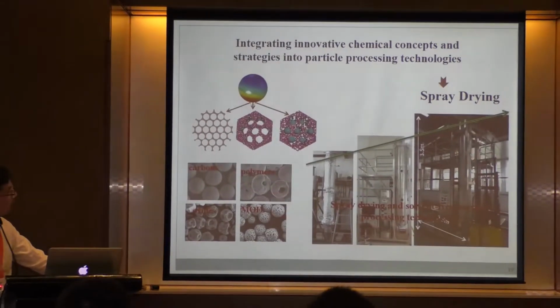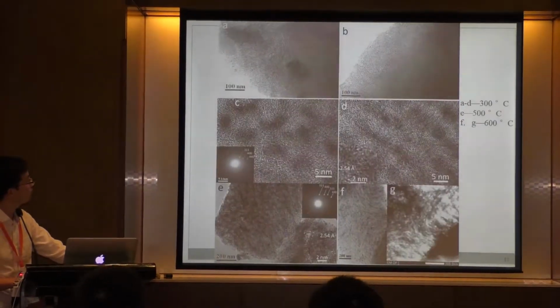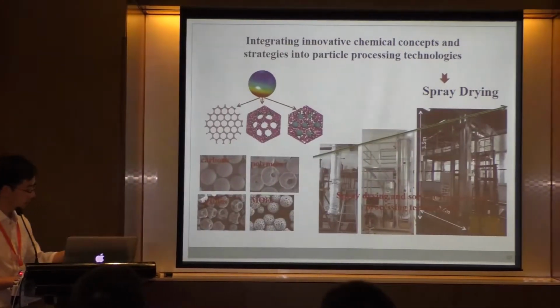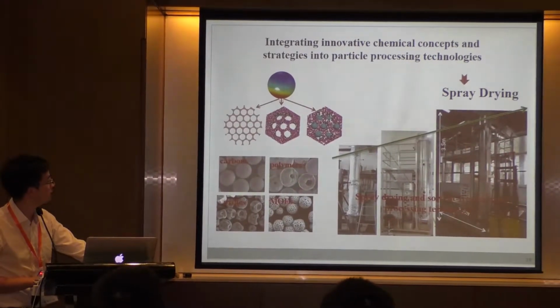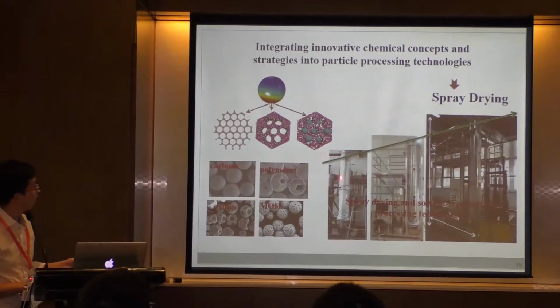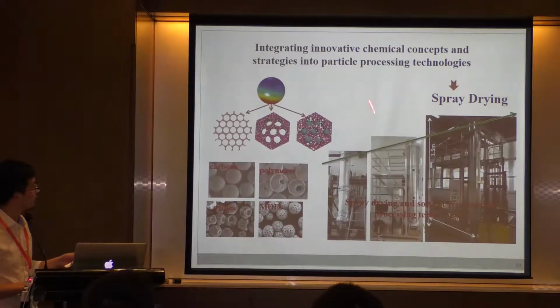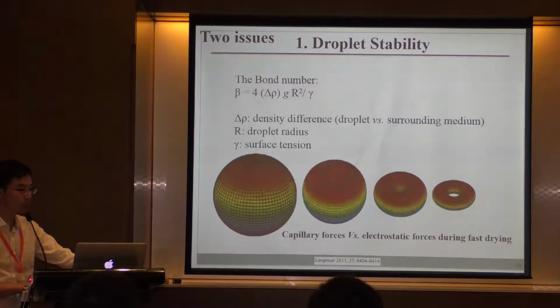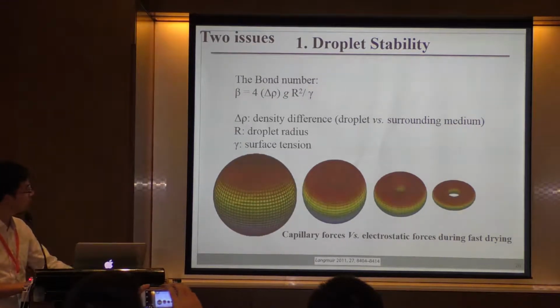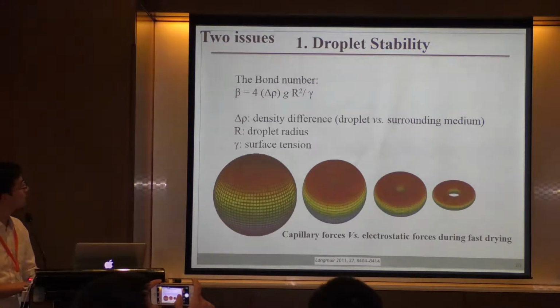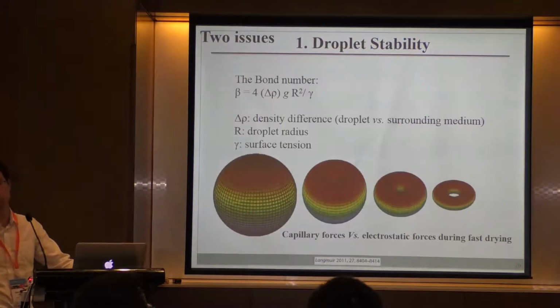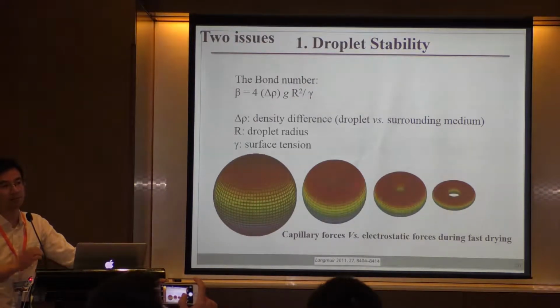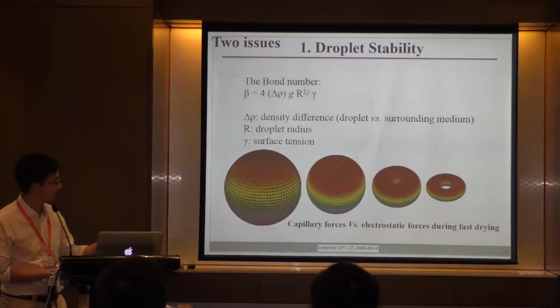As I said, when we synthesize this kind of mesoporous material, we use the soft template method. And here, in order to integrate self-assembly in the spray drying, we use the soft template method. We have two issues to overcome. The first one: if we would like to get microspheres, the liquid droplet may deform. If the droplet is very large, the droplet after drying may deform or change its shape. So this is an issue.